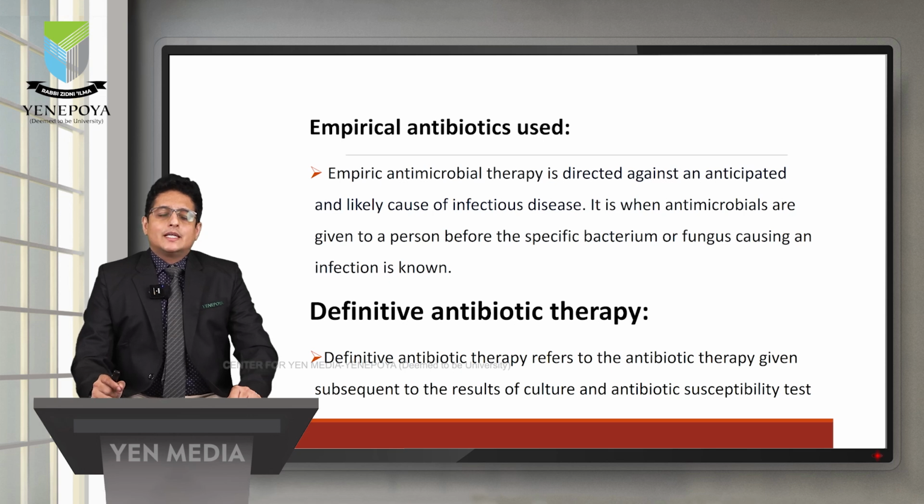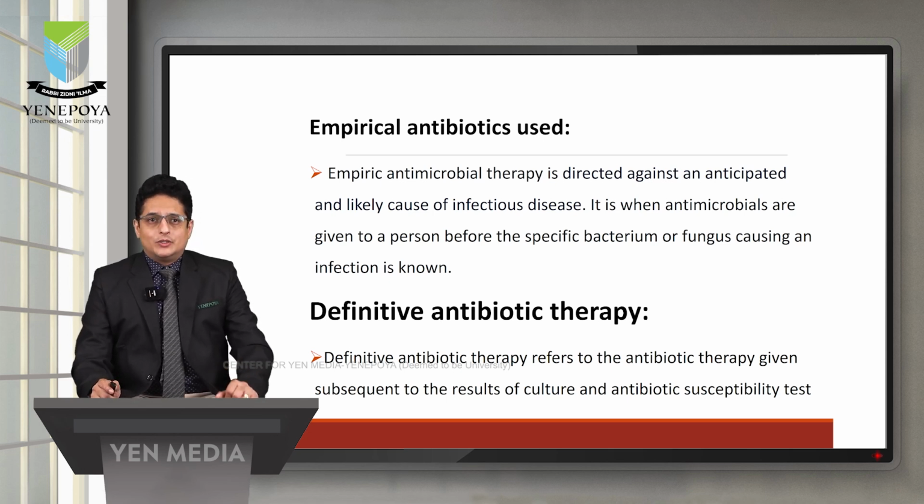Empirical antibiotics indicate that it is an antibiotic given against the anticipated and likely cause of the infectious disease. It is when antimicrobials are given to a person before the specific bacterium or fungus causing the infection is known. So usually broad spectrum antibiotics or bactericidal antibiotics are preferred for this. Definitive antibiotic therapy refers to the antibiotic therapy given subsequent to the results of culture and sensitivity, once you know which organism has caused it and you know exactly what it is susceptible to.